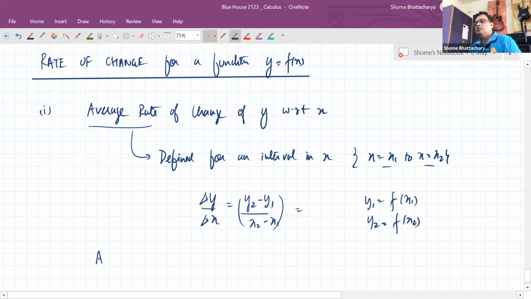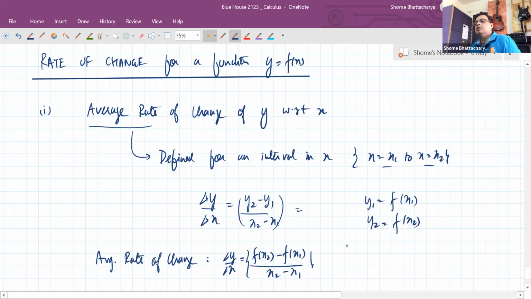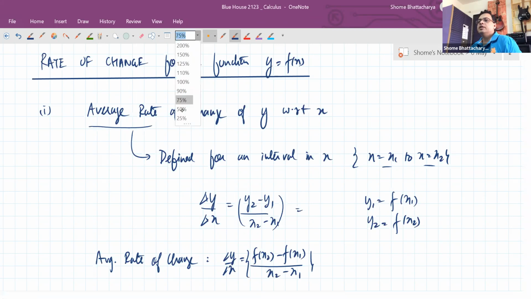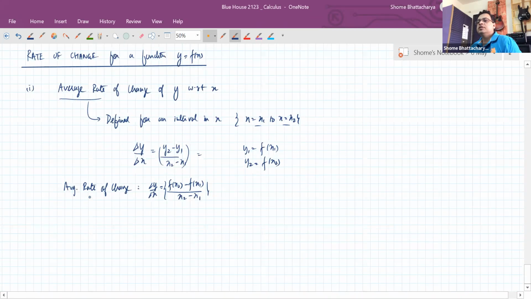So the definition of the average rate of change in terms of formula becomes f of x2 minus f of x1 upon x2 minus x1. So this formula gives us an exact method of calculating the average rate of change for any function from x equal to x1 to x2. This becomes, you can say, both the definition and the formula for it.